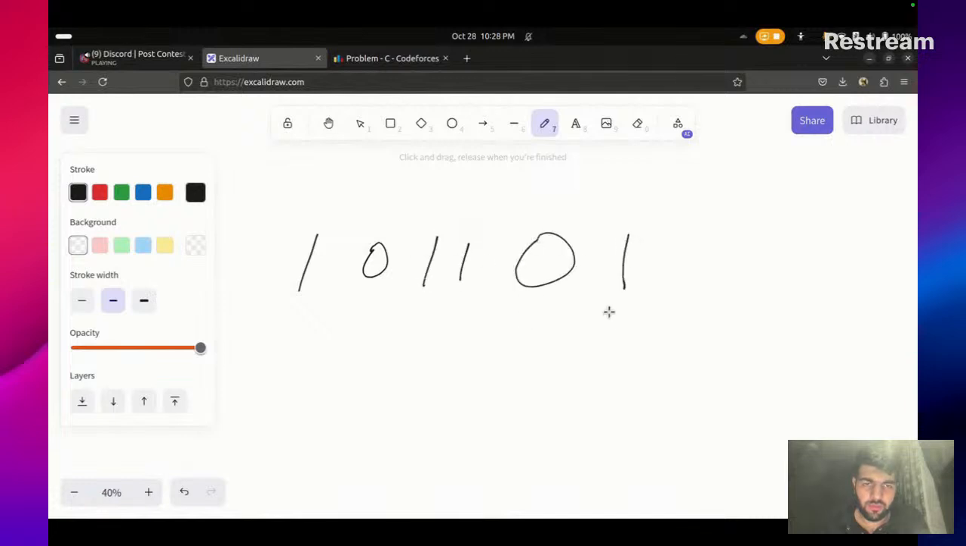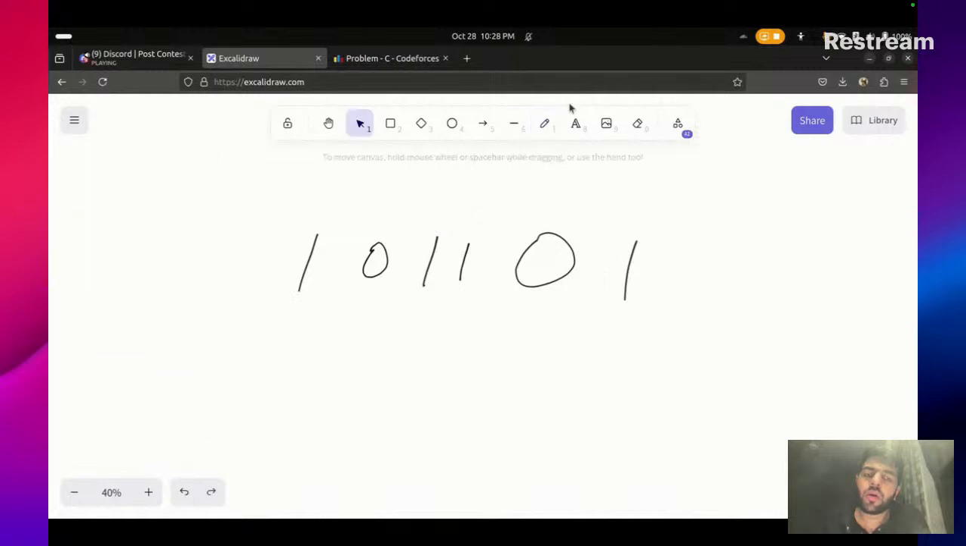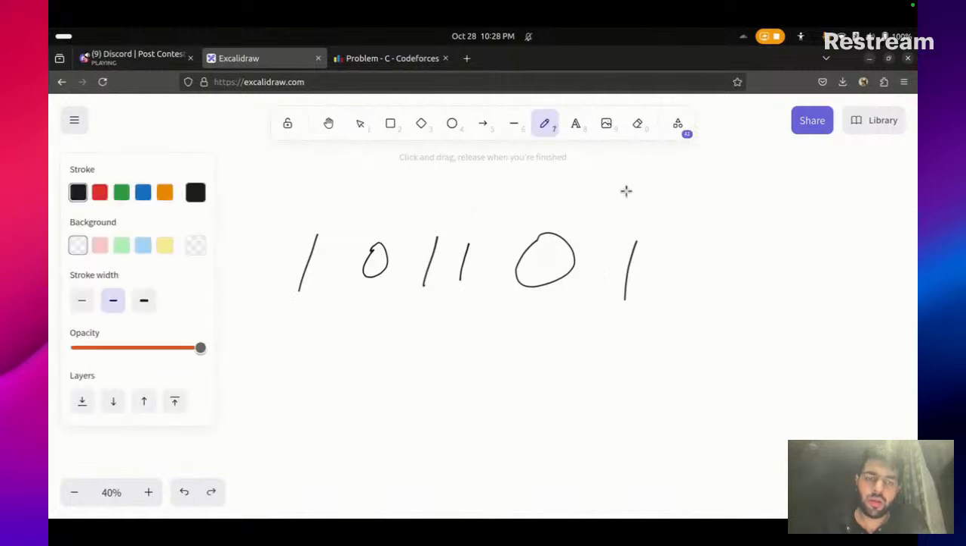101101. The most important observation is that we start from the reverse. Why reverse? Basically this thing is always one, so I'll actually cancel out the most expensive item. This item is the most expensive item, I'll cancel it out.